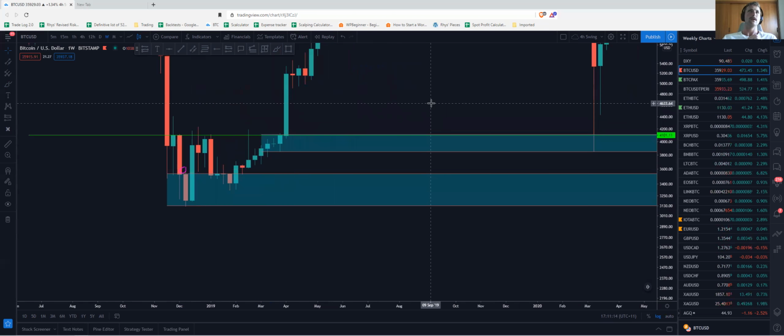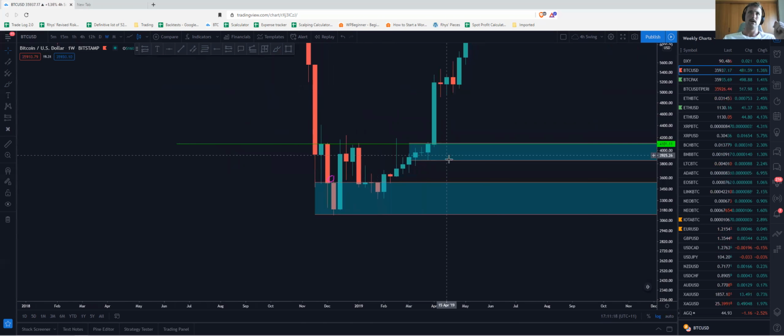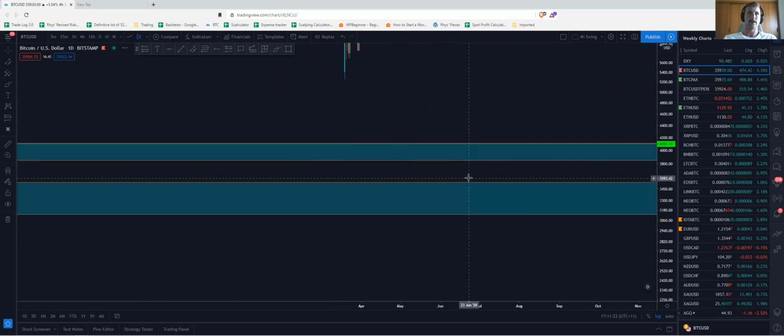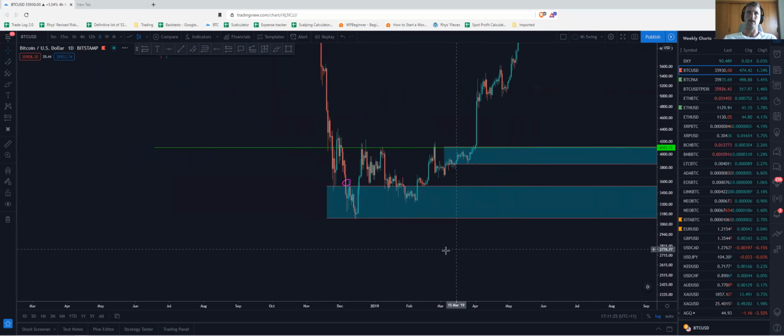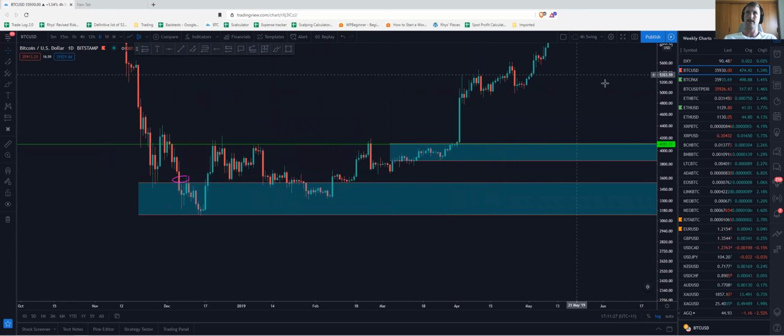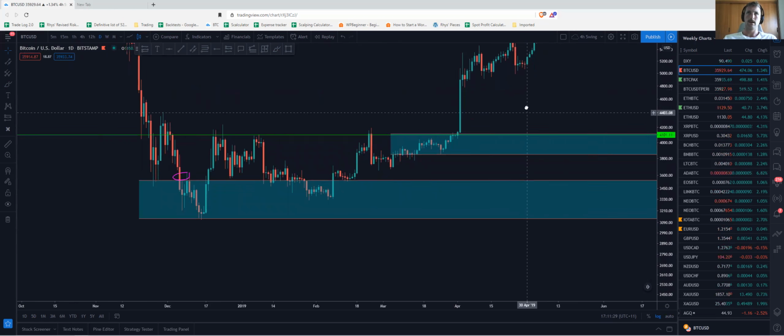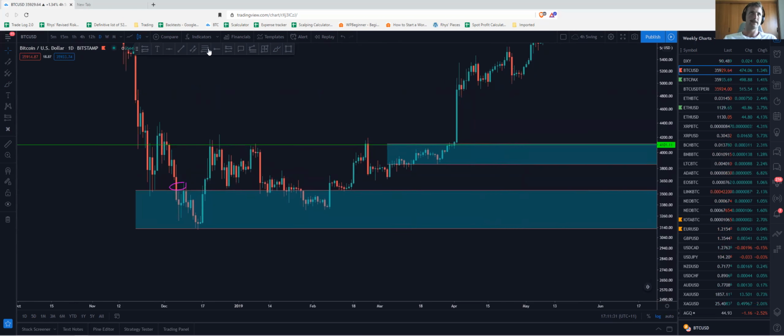Now, what I like to do is refine my zones. So if we've got these weekly zones, right? And we come in, I'd be looking for daily zones. So let's say the price is here and I'm trying to figure out where I want to buy next. I come into my zone and I look for a daily zone within this weekly one.